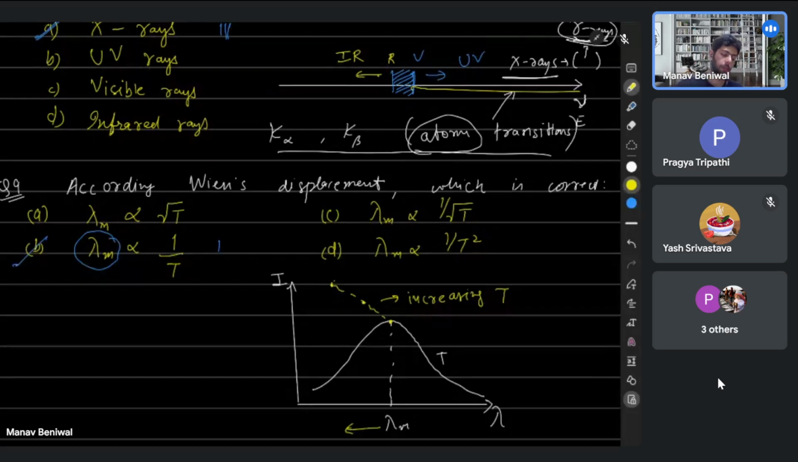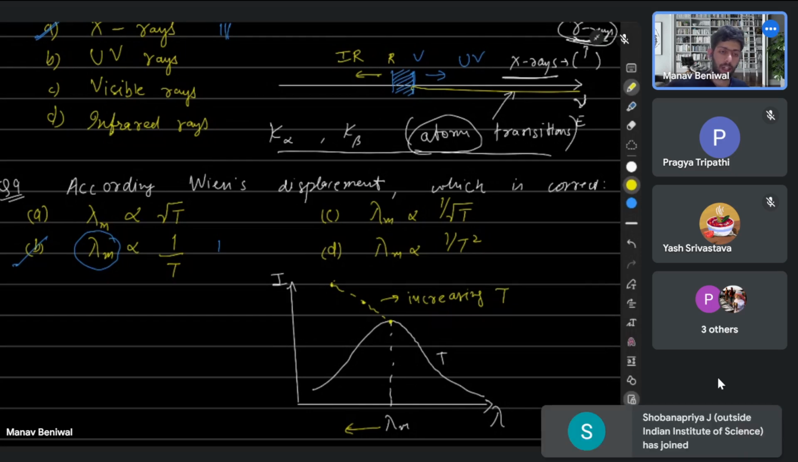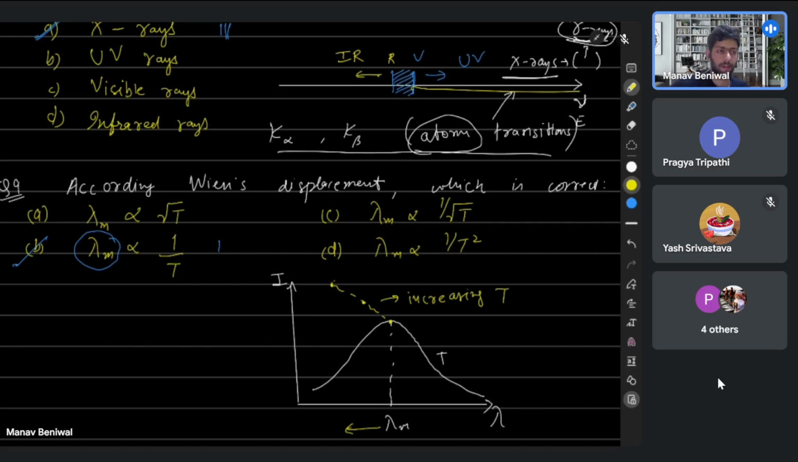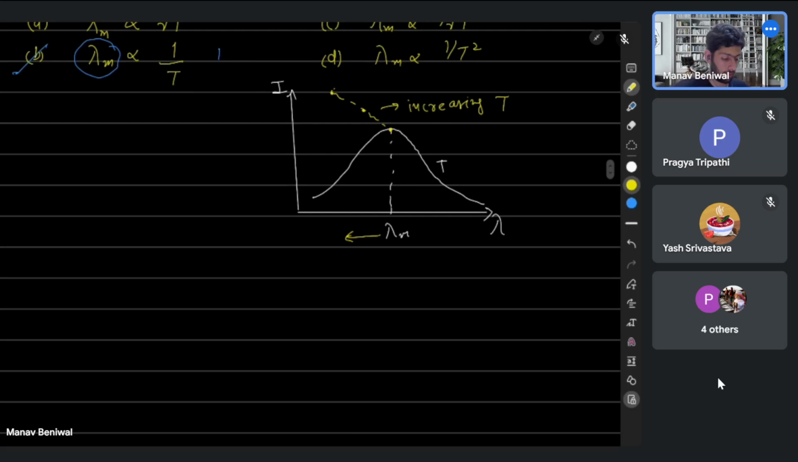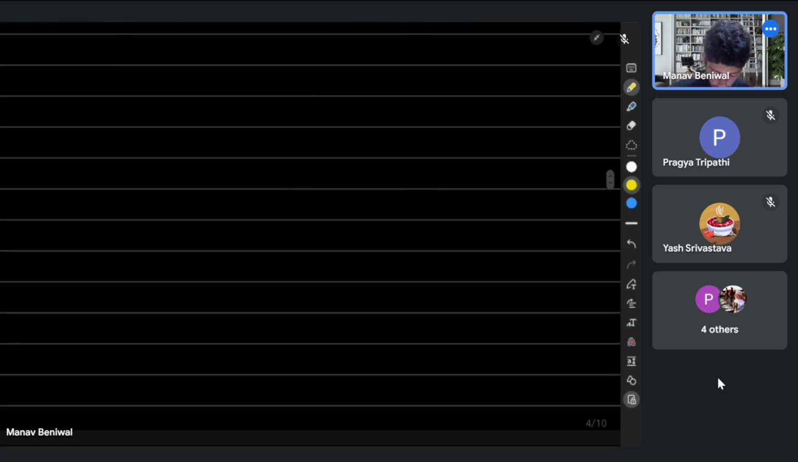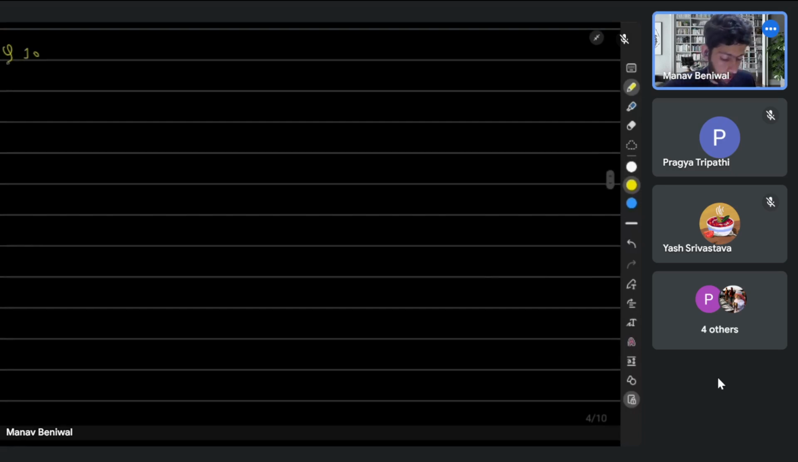So suppose at some temperature you are heating a metal and it is giving you red color. If you increase the temperature, it will start going towards the blue side of the spectrum, right? And then it will even start radiating UV rays at even higher temperatures. So this is your Wien's displacement. Now, how can you use this thing? Let's solve one problem which tells you about the application of Wien's displacement law.